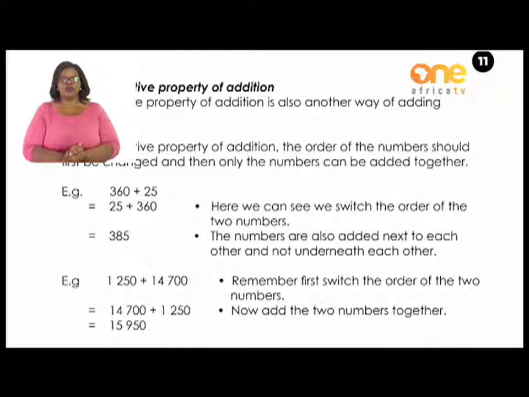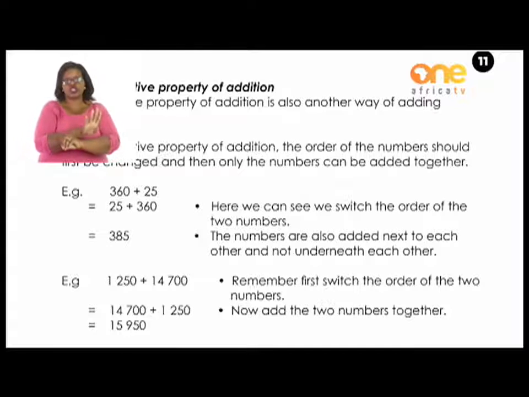Guys, let's try another example. 1,250 plus 14,700. Let's read. Remember, first switch the order of the 2 numbers. So we cannot add it yet. We first need to switch the order. Now let's switch the order.